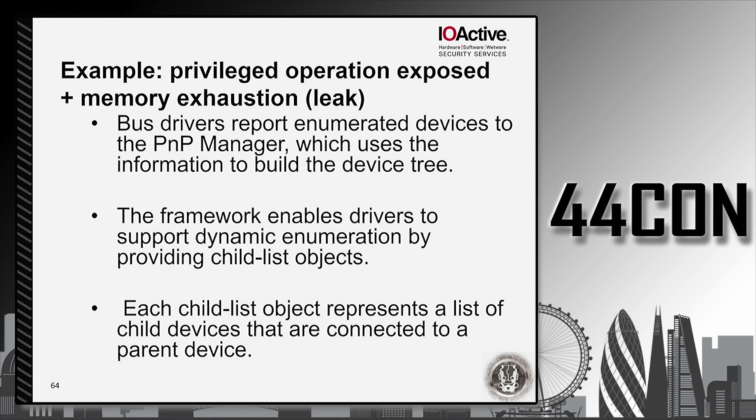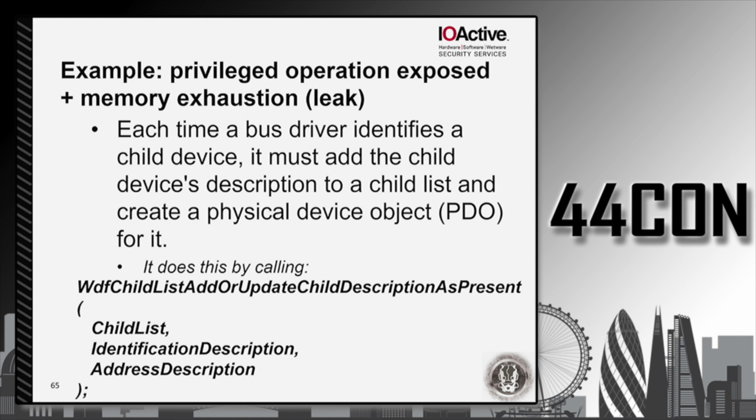And I found that what the code was doing is exposing an API that allows you to add device objects to the bus driver. So the bus driver needs to enumerate devices, right? And on each enumeration, it passes the information to the plug-and-play manager that uses it to build the device tree. KMDF for this provides what is called a child list, and each time a bus driver identifies a child device, it must add the child device descriptions to the child list and then create a physical device object. That happens by calling that API there.